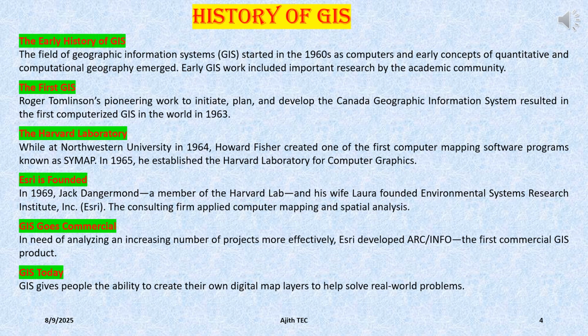History of Geographic Information System. The early history of GIS. The field of geographic information systems started in the 1960s as computers and early concepts of quantitative and computational geography emerged. Early GIS work included important research by the academic community. The first GIS: Roger Tomlinson's pioneering work to initiate, plan, and develop the Canada Geographic Information System resulted in the first computerized GIS in the world in 1963.